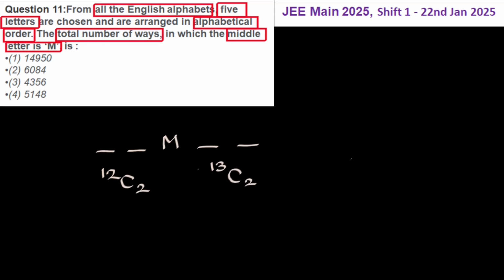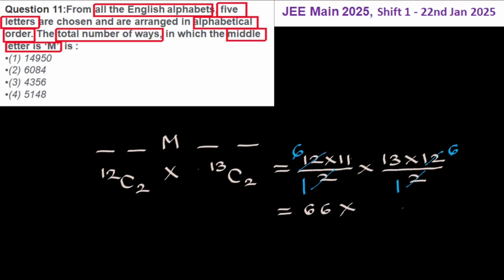So the total number of ways in which these letters can be arranged is 12C2 multiplied by 13C2, that will be 12 into 11 upon 2 multiplied by 13 into 12 upon 2, 66 multiplied by 78, 5148. So the correct answer option here is 4, 5148.